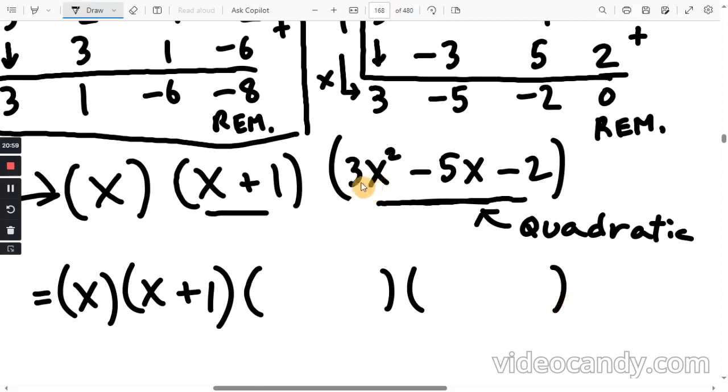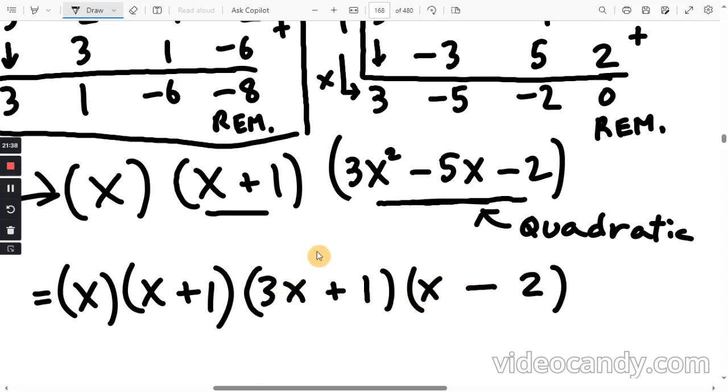We have 3x squared, so we know we're going to start with 3x and x, because 3x times x is 3x squared. And here we have -2, so it's either going to be 2, 1, or 1, 2. I'm seeing a -5 in the middle, so I'm going to have the 2 right here, so I can multiply that by 3, and the 1 right here. We want -5x, so I'm going to put the -2 here, because -2 times 3x will give me -6x, and plus 1 will give me +1x.